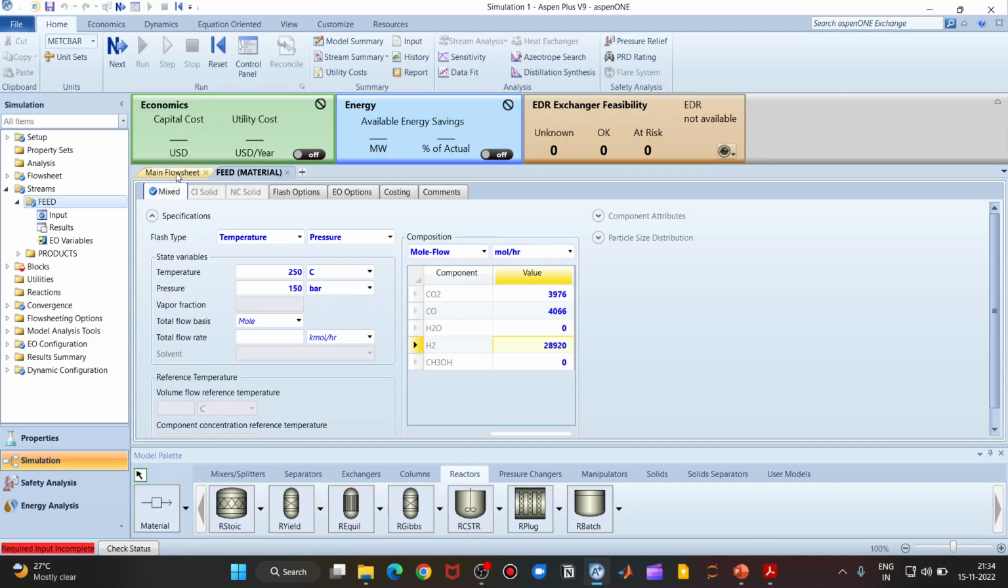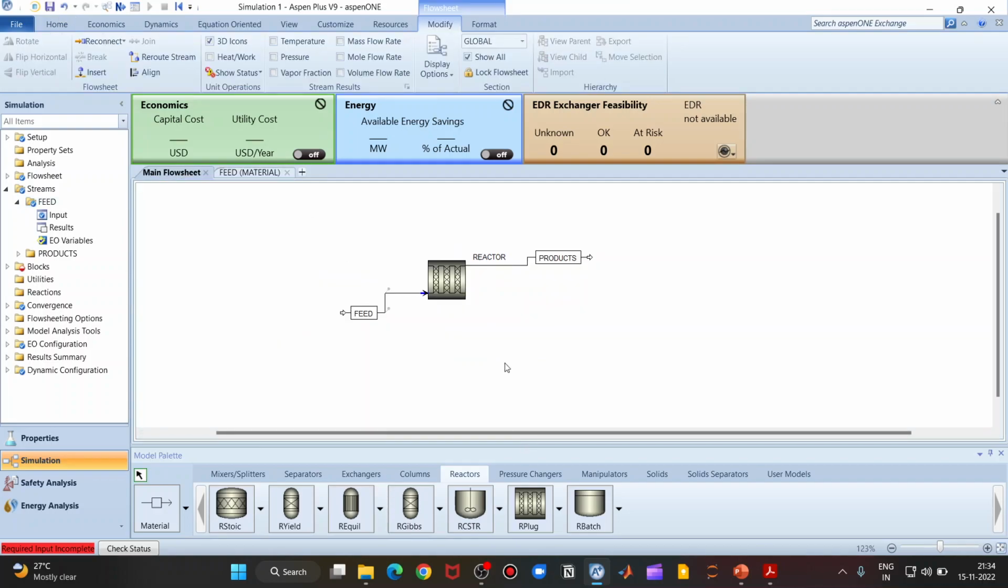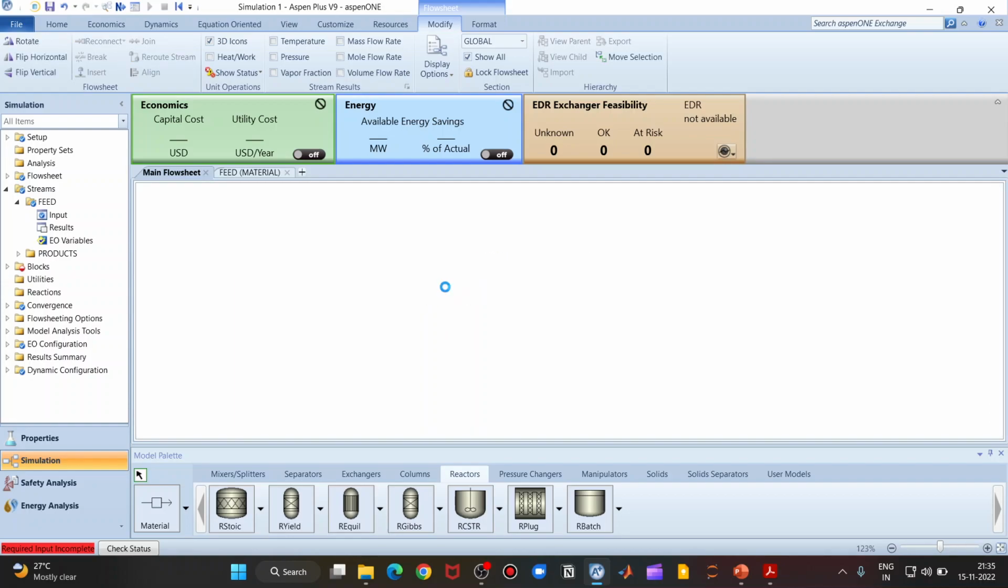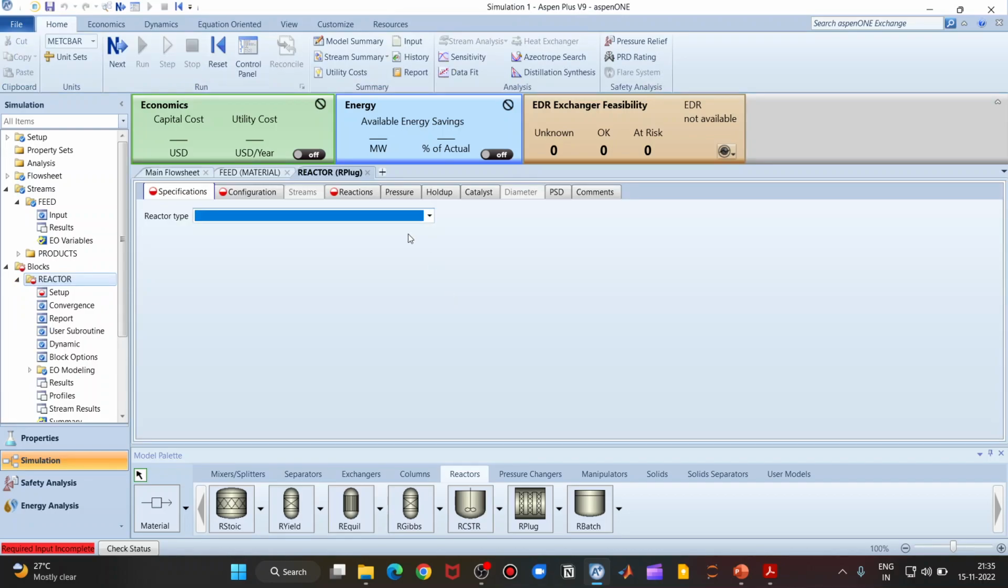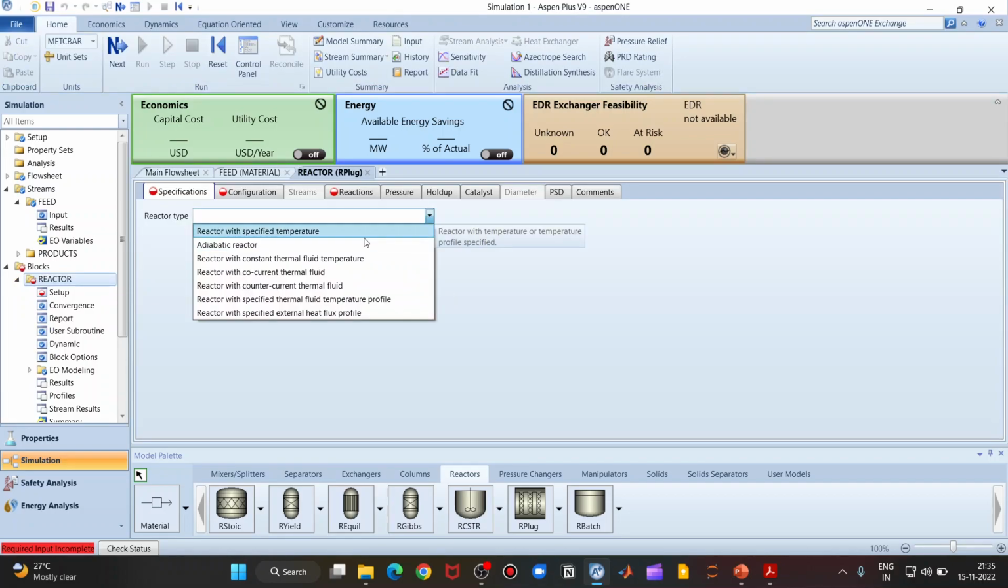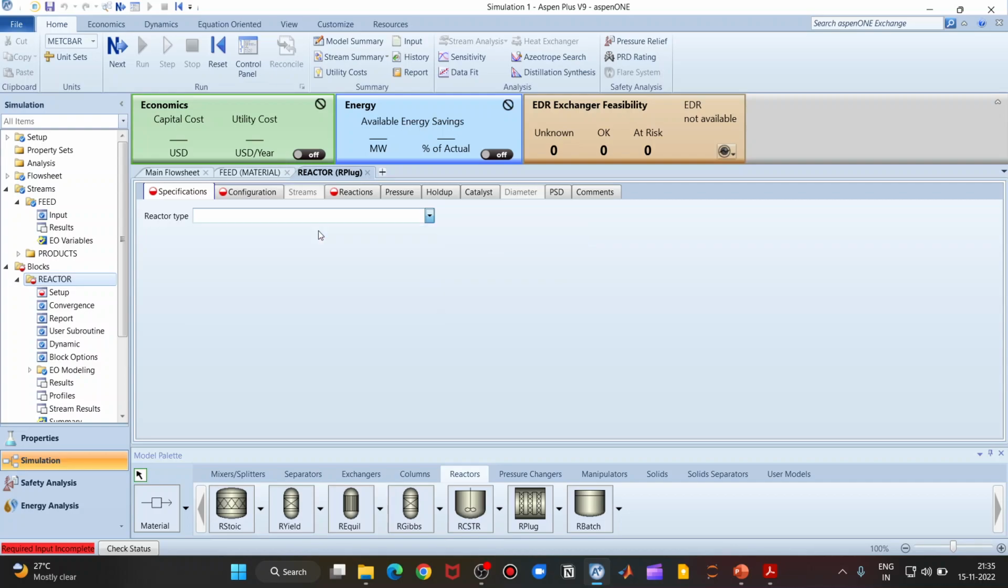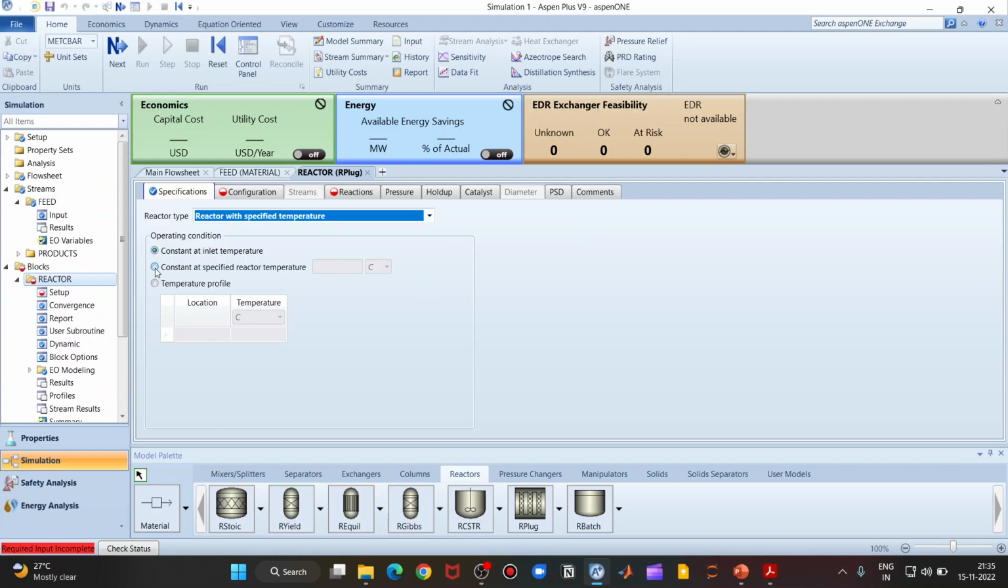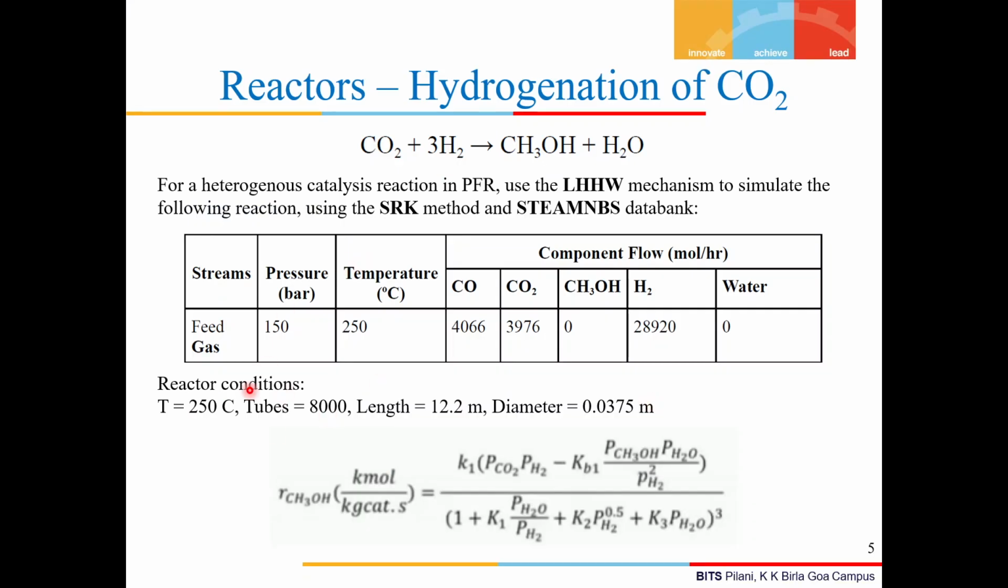So let's go to the main flow sheet again. Now we have completed the input to the feed. Now let's go into the reactor. The reactor type, if you see here, previously we worked on an adiabatic reactor, but in this case the temperature is specified. So let's click on reactor with specified temperature and click on constant at specified reactor temperature, and the temperature is given to be 250 in the problem. It's given as 250, and 8000 tubes, length is 12.2 and diameter is given.